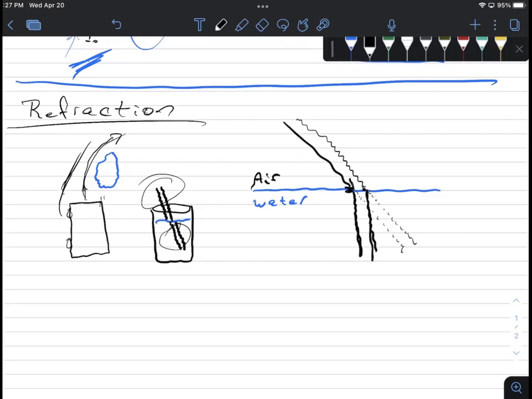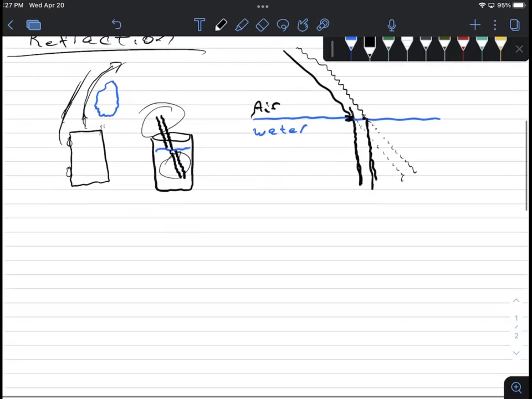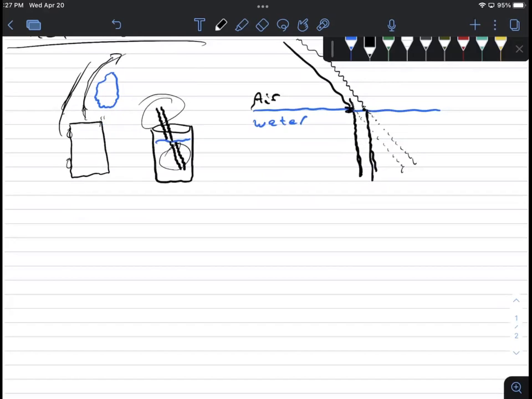And of course, there's other reasons to know about refraction, but how do we do it? Thankfully, it's a very easy equation. It's what's called Snell's law.